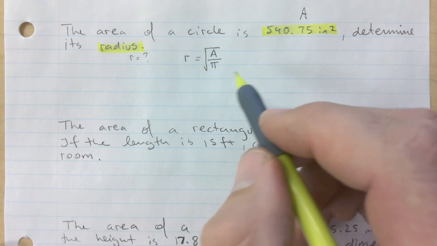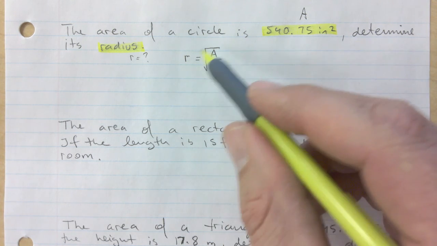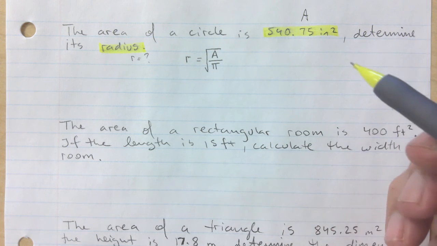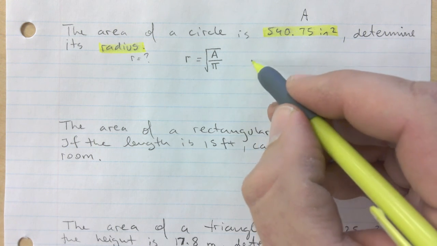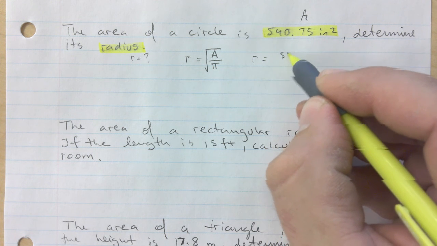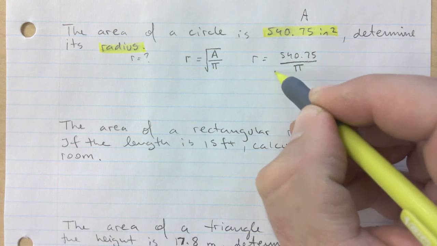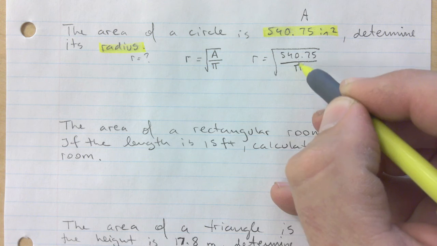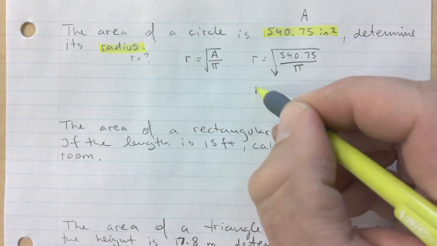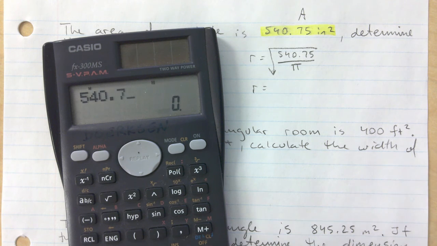Okay. I will, if time allows, show you how we get here. It's important. It's just manipulating the formula that you were given. So radius would be 540.75 divided by pi, and we'll square root our answer. So you always got to work with the inside and then work out. Okay. So I'll show you how I do it. 540.75 divided by pi.